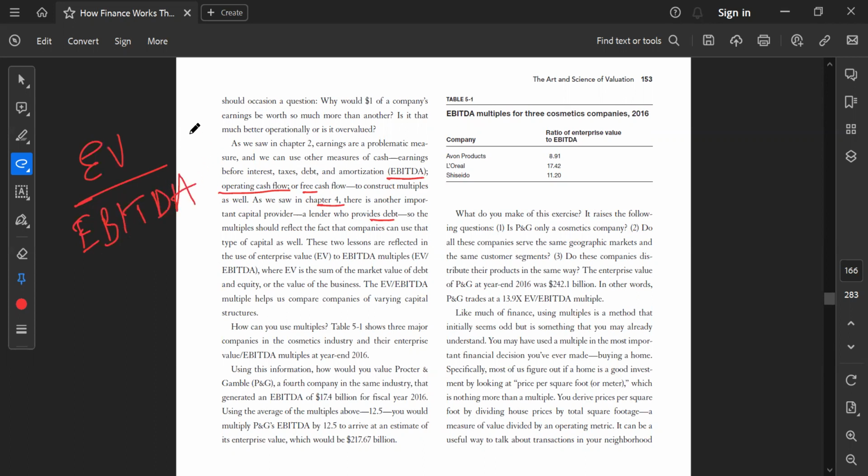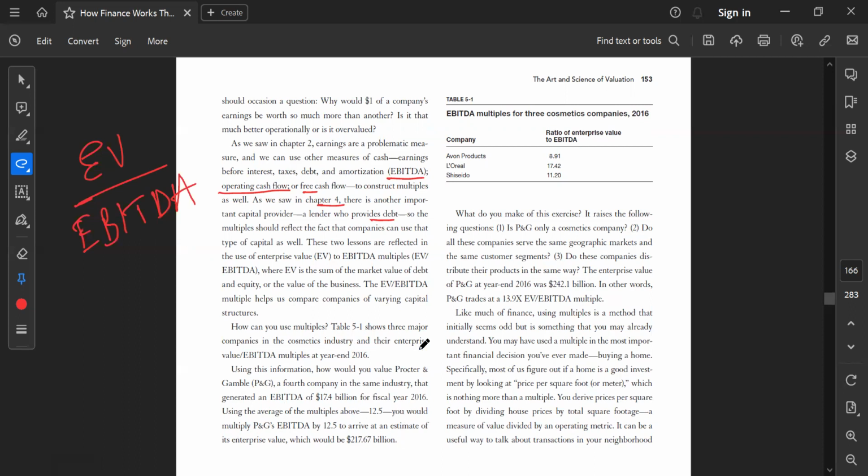Now, which is accurate to some extent, and it helps to compare companies across different industries. Okay. So how can you use multiples? Table 5.1 shows three major companies in the cosmetic industry and their enterprise value by EBITDA multiples at year-end 2016. Using this information, how would you value Procter and Gamble, a fourth company in the same industry that generated?